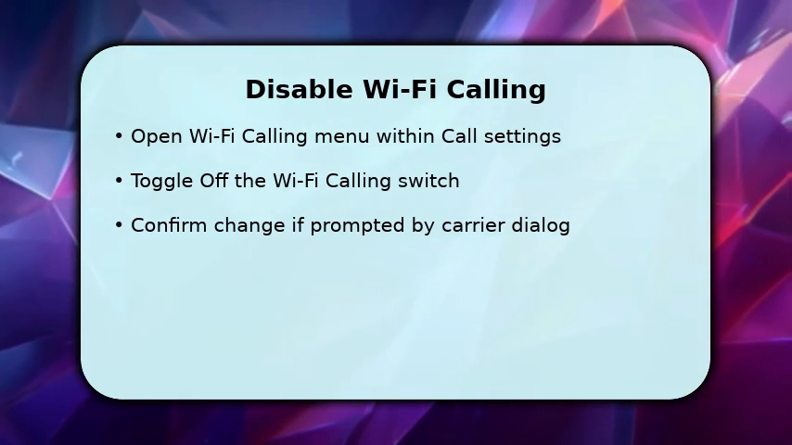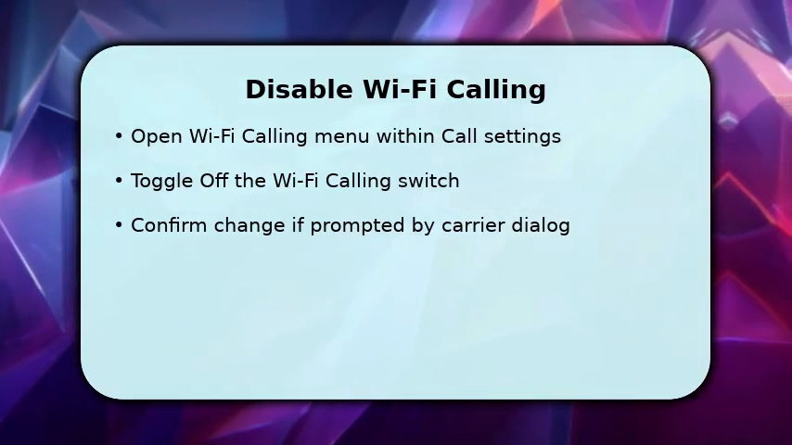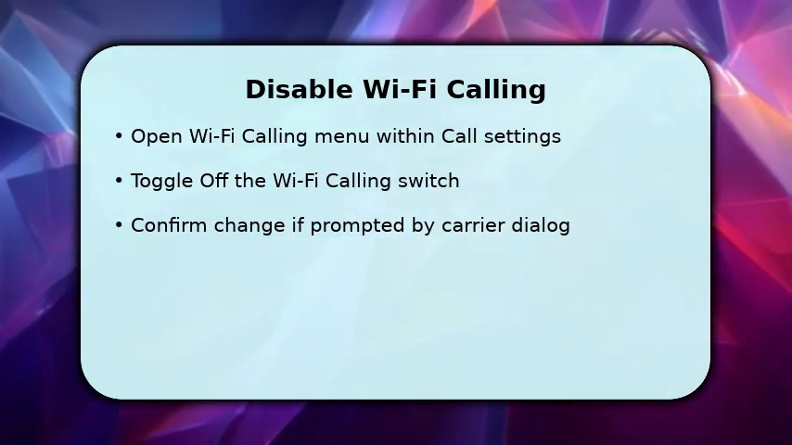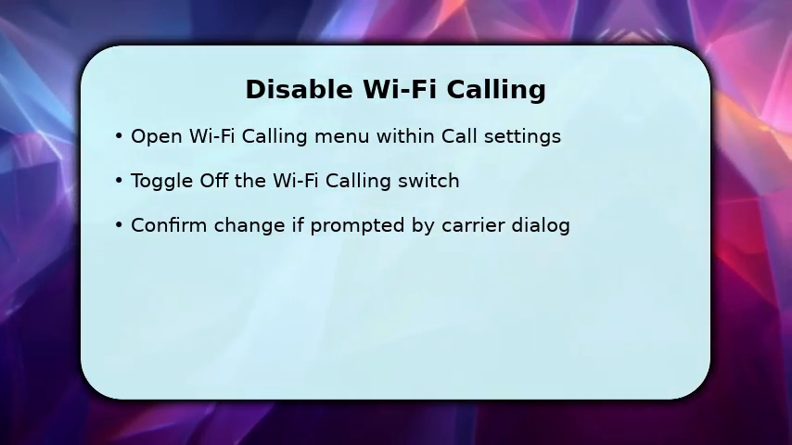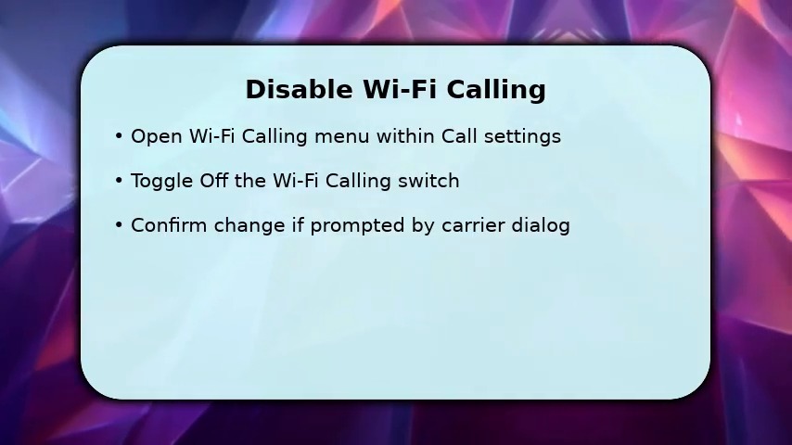You're disabling the phone's ability to route calls over Wi-Fi, so expect a short transition back to cellular voice. If a carrier confirmation dialog appears, choose Disable or OK to apply. Once done, press back to exit and check the status bar for cellular signal only.